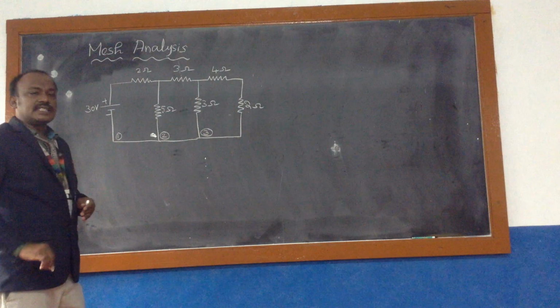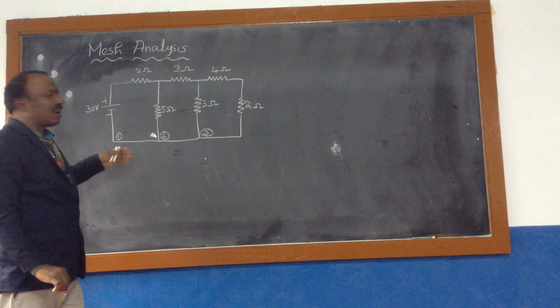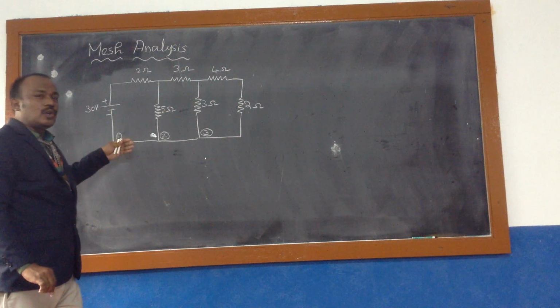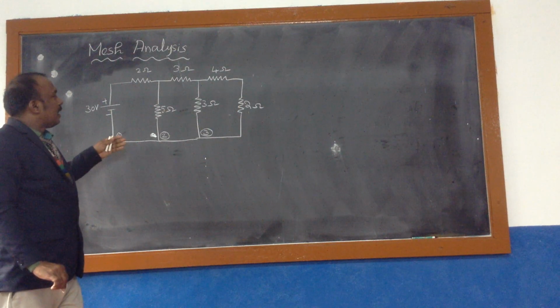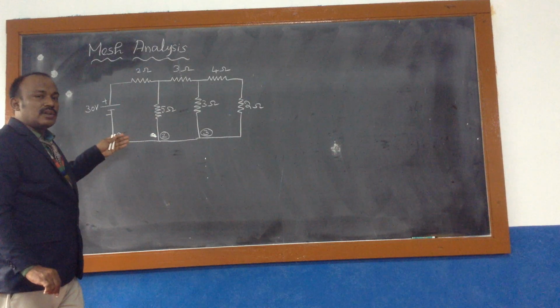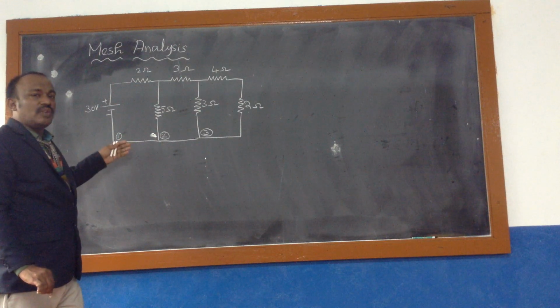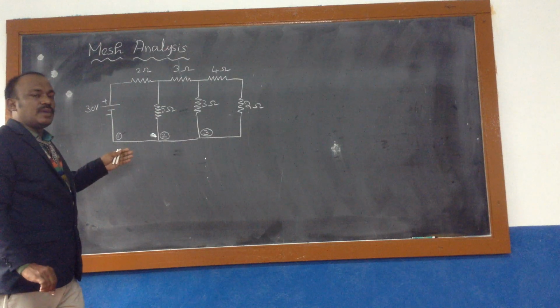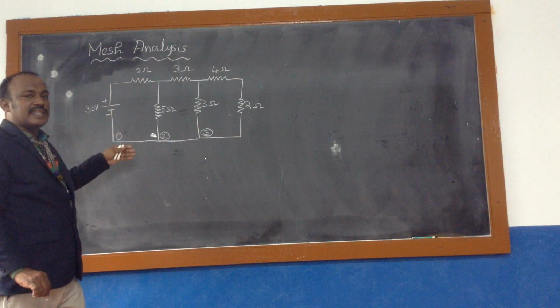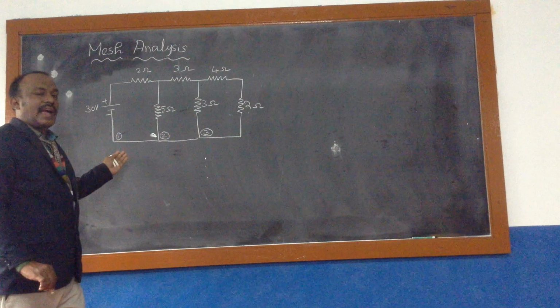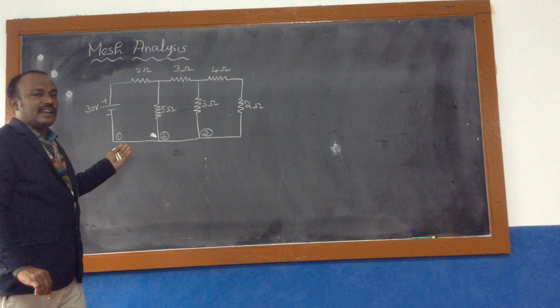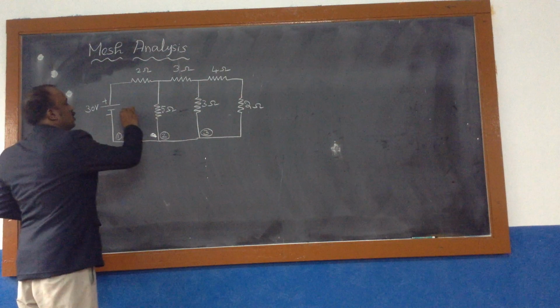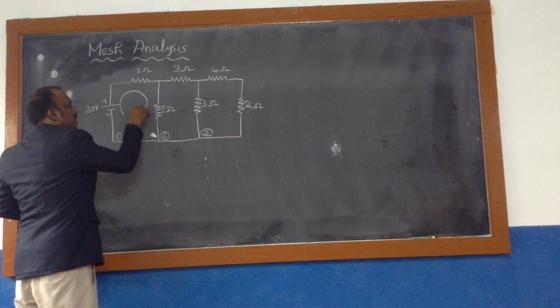The next step is to see whether the current direction for each loop is given or not. It is seen that no current direction is given. So we can assume the current direction as per the procedure. We can assume clockwise or anti-clockwise direction in each loop. I am going to assume clockwise direction for each loop.